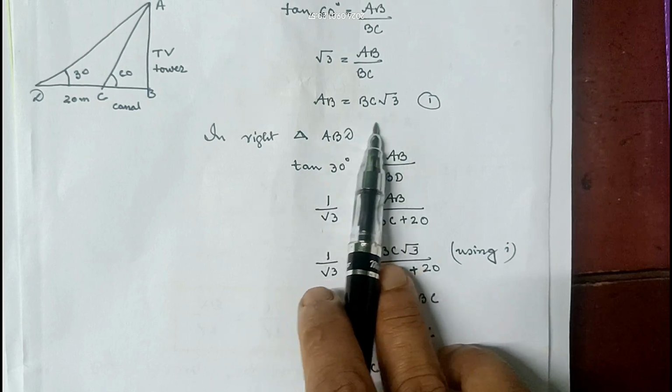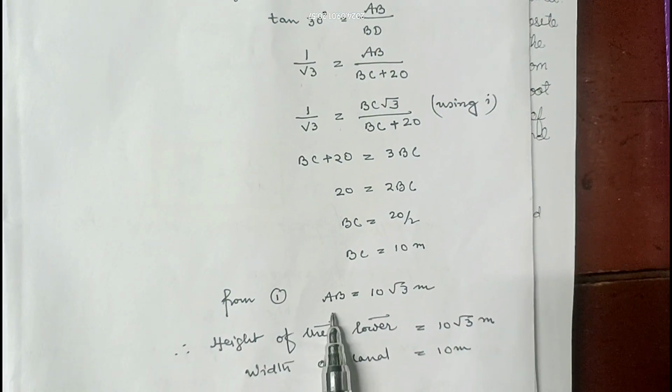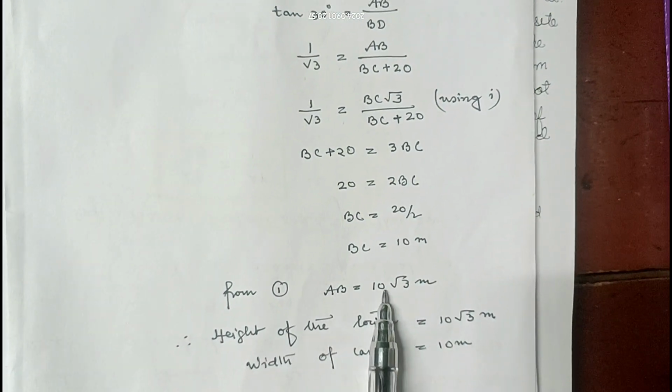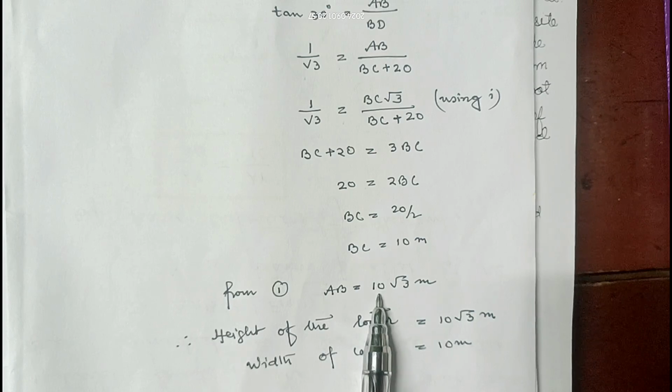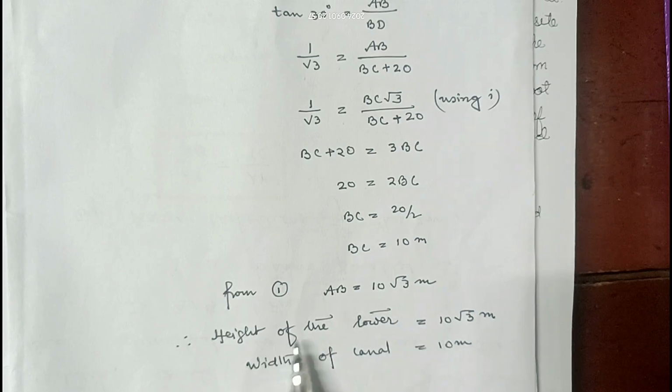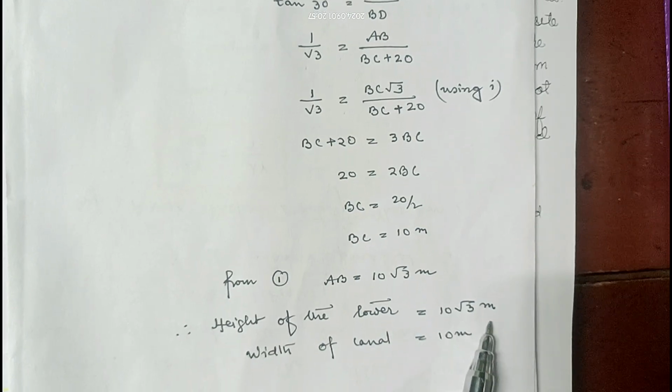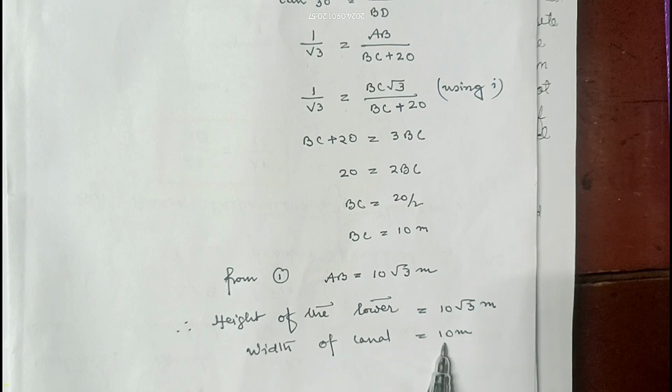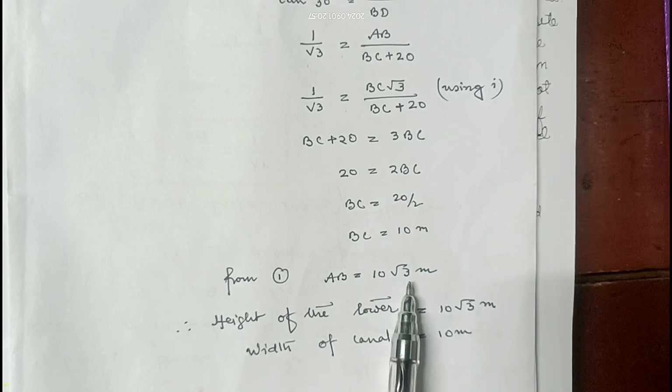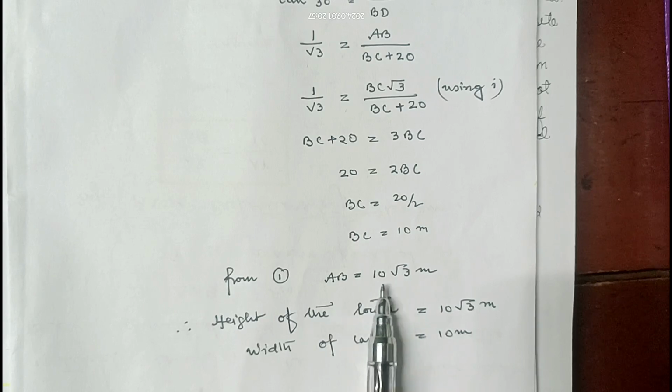Again, AB equals BC root 3. So from equation 1, AB equals 10 root 3, since BC is 10. Therefore, the height of the tower is 10 root 3 meter and the width of the canal is 10 meter. Suppose in the question they provide root 3's value, then we have to multiply with 10. I hope this sum is clear.